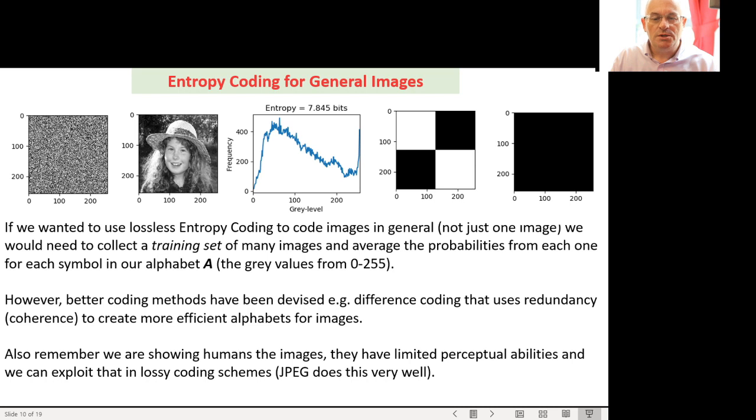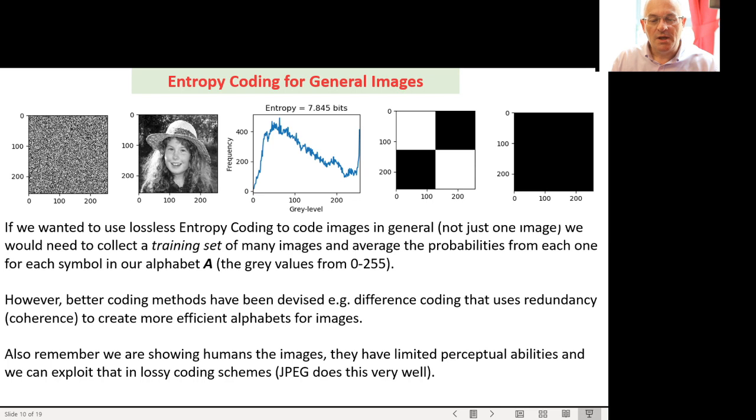If you want to use lossless entropy coding to code images in general, then you collect a training set of many images and work out the probabilities of which pixels are being used. That would give you a way to create an alphabet for these things. There are better coding methods using difference coding, particularly in video, where you difference frame to frame and just send the difference rather than the whole image, and that lets you code losslessly more efficiently.